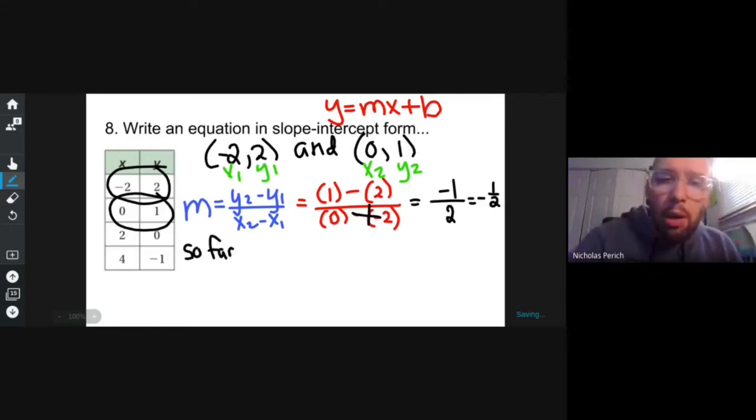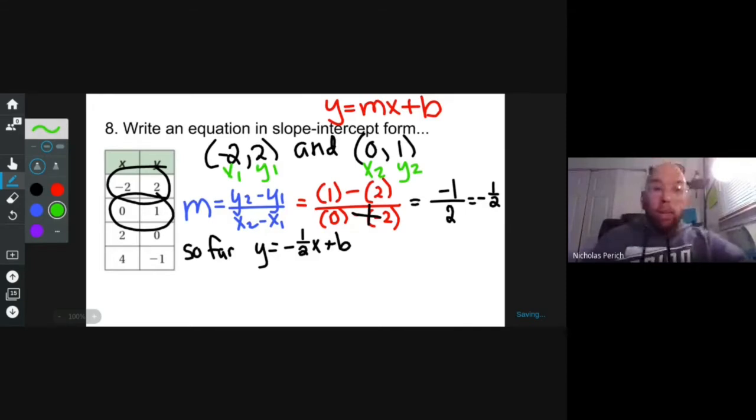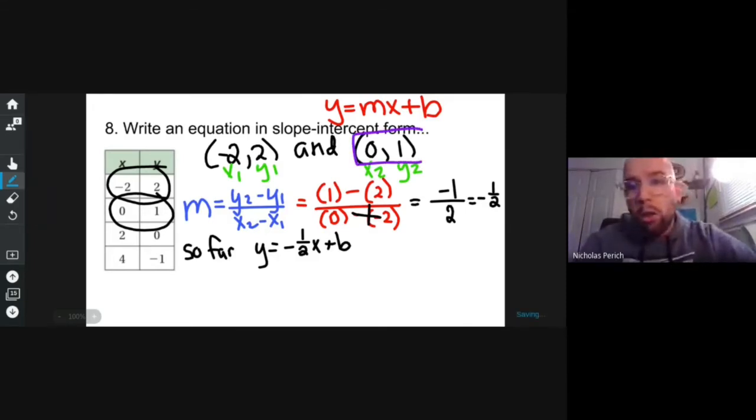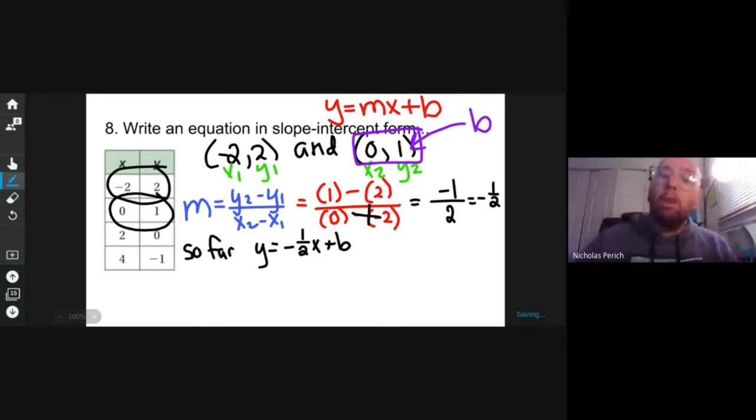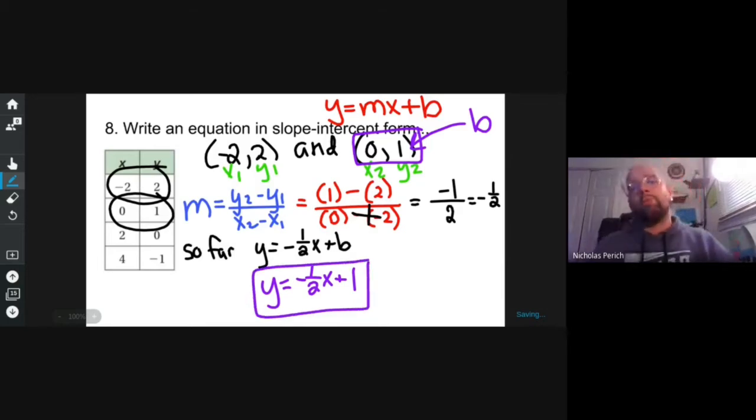So what I have so far is y equals negative 1/2 x plus b. B is my y-intercept. Look! My y-intercept exists when x is 0. And in this case, x is 0 and y is 1, which means that number right there is my y-intercept. So what I get is y equals negative 1/2 x plus 1.